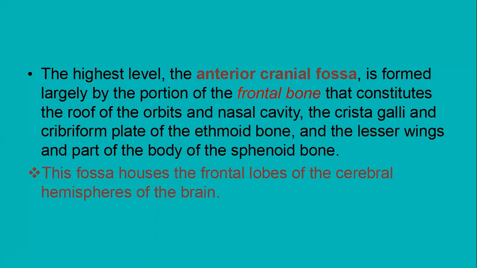The crista galli and the cribriform plate of the ethmoid bone, the lesser wings and part of the body of the sphenoid bone form what is known as the anterior cranial fossa. All these structures, like the crista galli and the cribriform plate, we will get to as we discuss each bone, as said before. So they all build up this anterior cranial fossa.